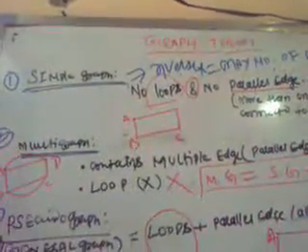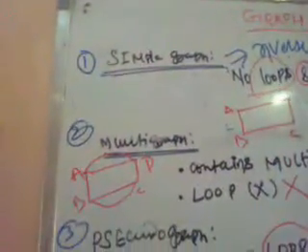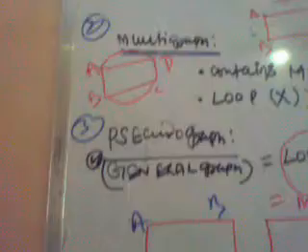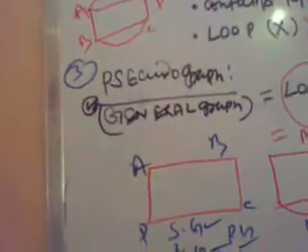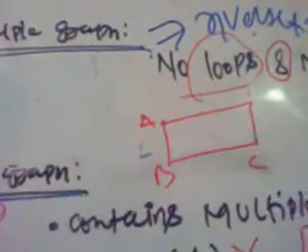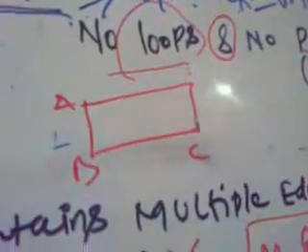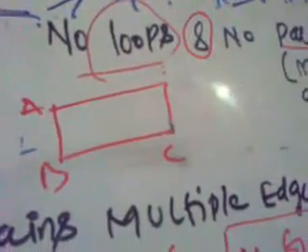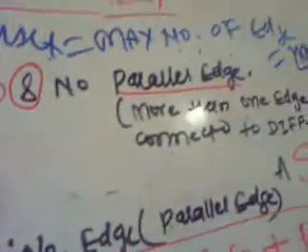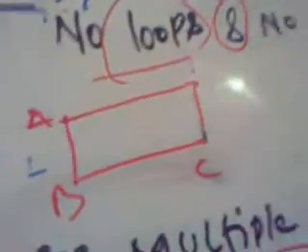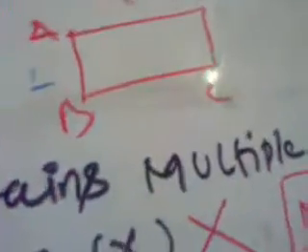So friends, we are going to start with three topics: simple graph, multigraph, and pseudograph, which is also called a general graph. Firstly, what is a simple graph? A simple graph has no loops and no parallel edges. That means no loops and no parallel edges are allowed in a simple graph.